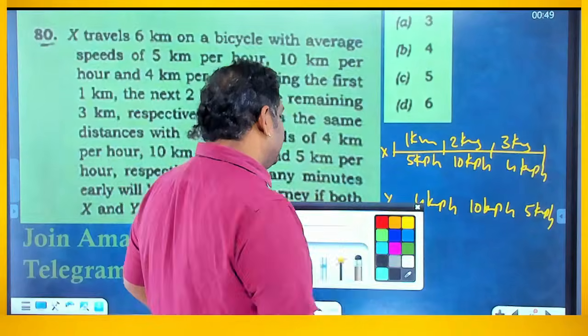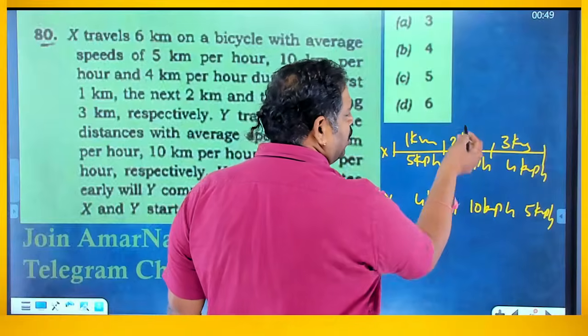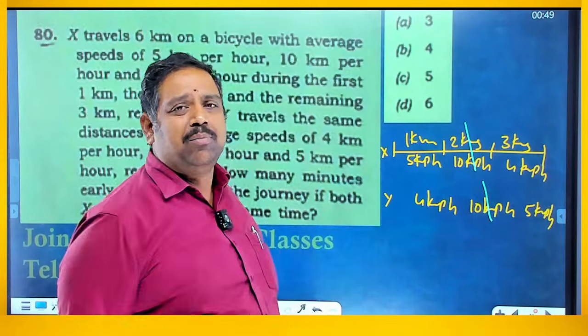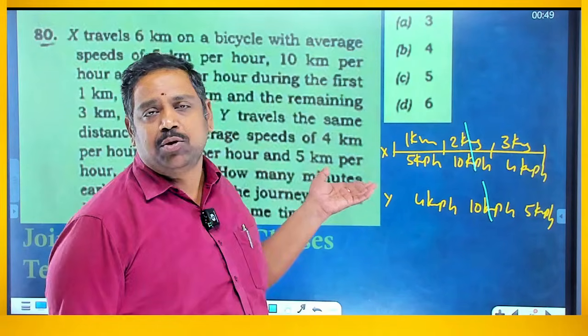Observe. How many minutes early means he is asking only about the travel time difference. For 2 kilometers at 10 kmph, he is also moving with 10 kilometers per hour, so you will get no difference from that, because he is not asking about the total time. He is asking about the difference in the times only, right?